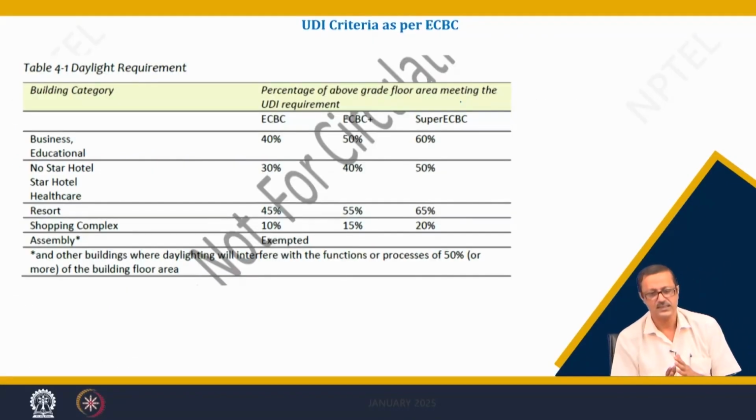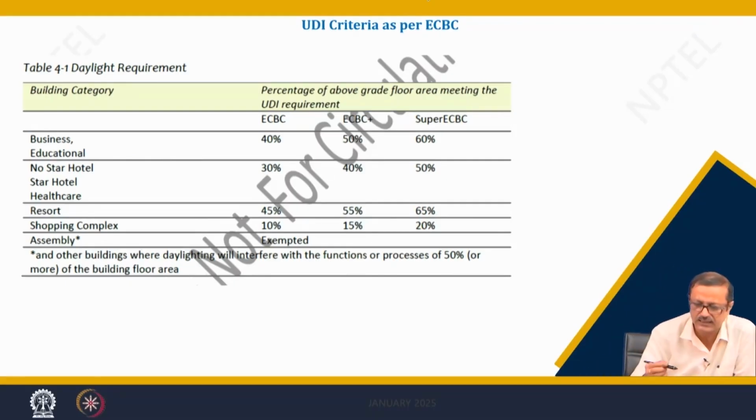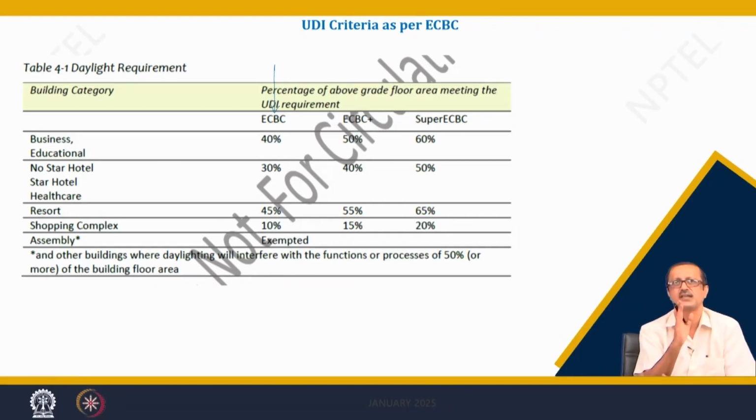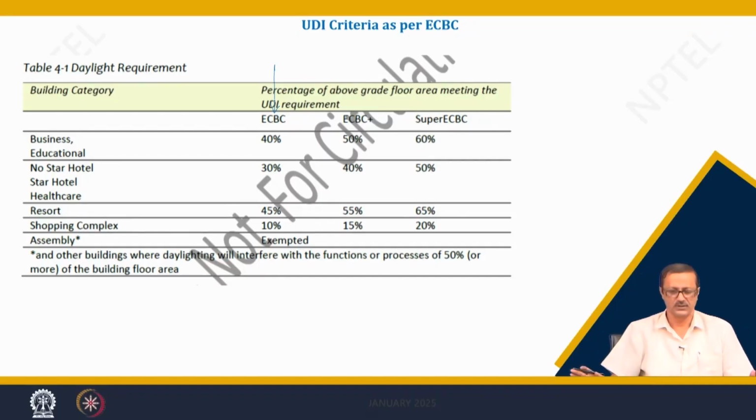Now, this is the UDI criteria for the ECBC. If I am targeting the ECBC, if you remember we have 3 targets: one is ECBC, one is ECBC plus and one is super ECBC. If I am targeting ECBC, for a business school or those kinds of educational institutes, 40% is the cutoff. So, 40% of my area should have the corresponding UDI value.